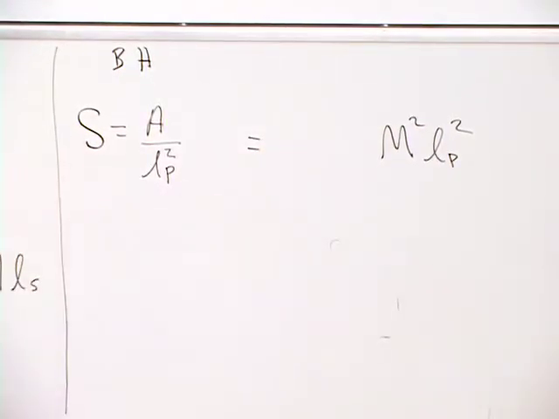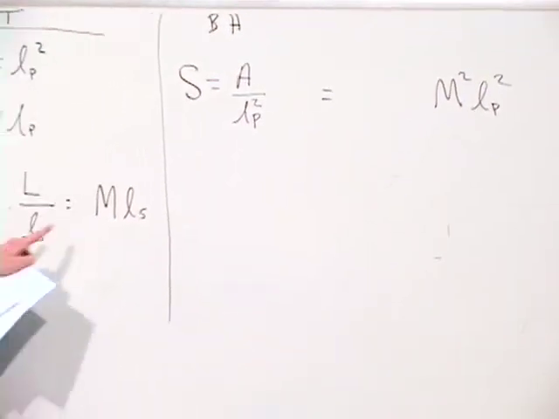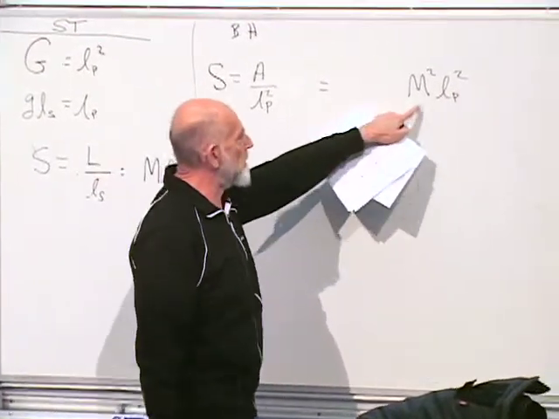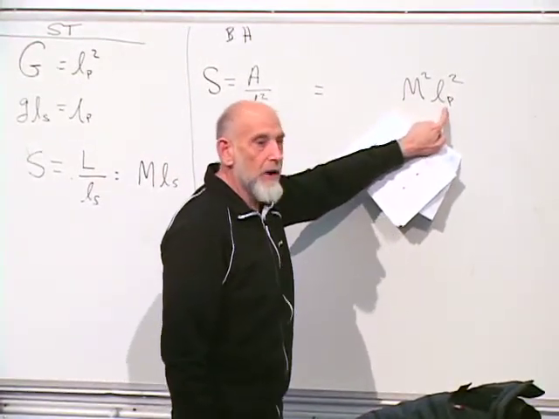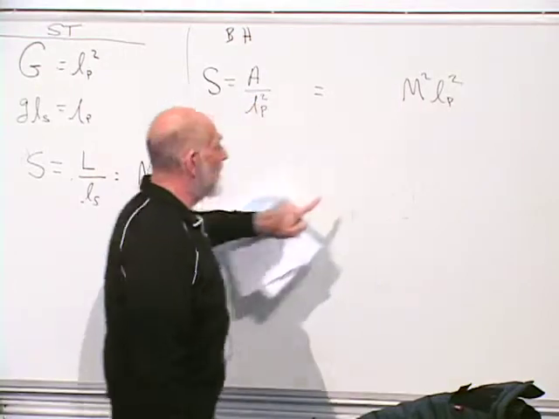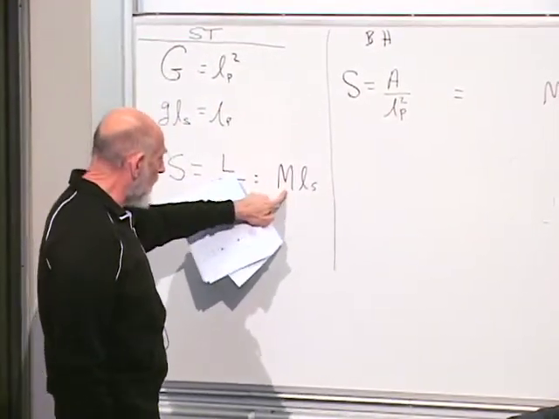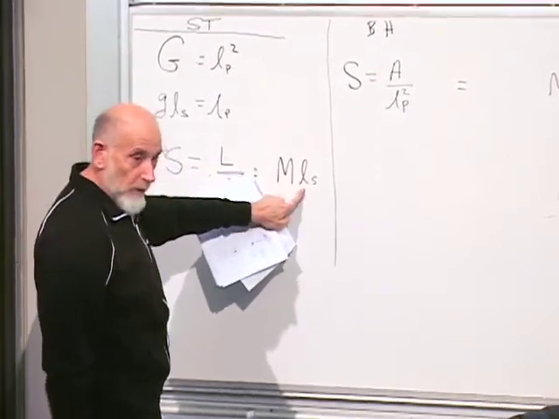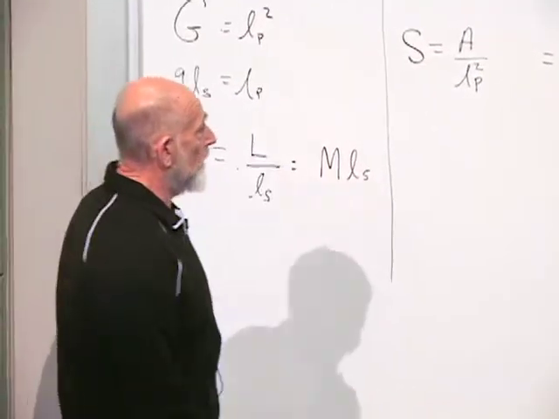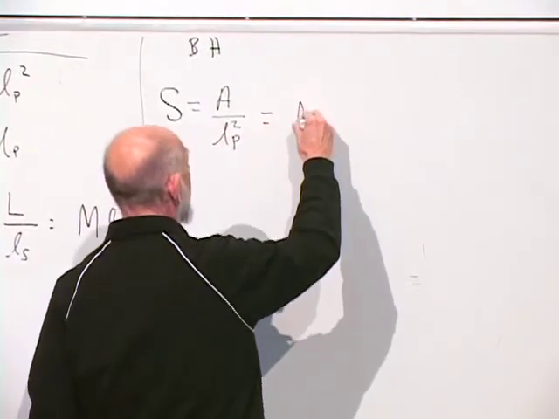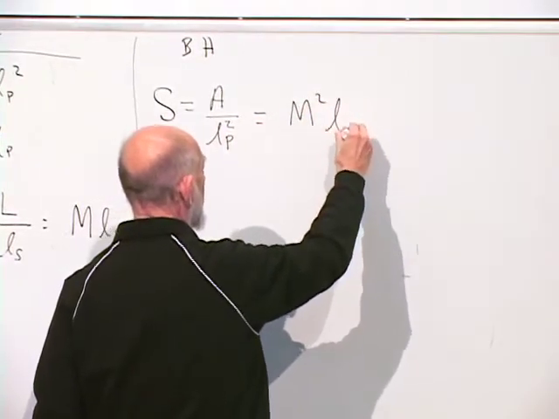All right, so again, there's a similarity and a difference. The similarity is mass, some power of mass, sometimes some power of Planck length being different and similar to some power of mass times some power of string length. Okay, so let me write it over here, equals m squared L Planck squared.